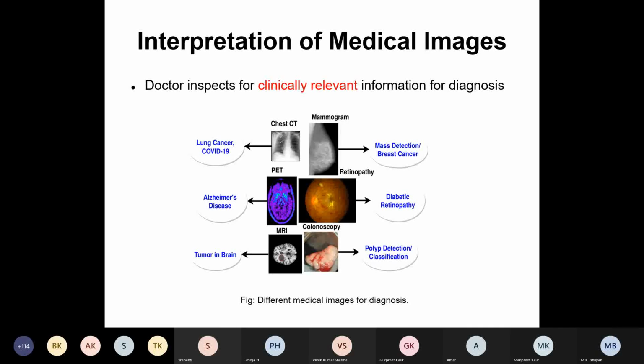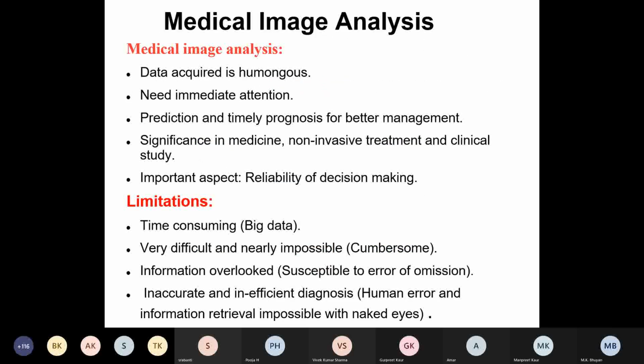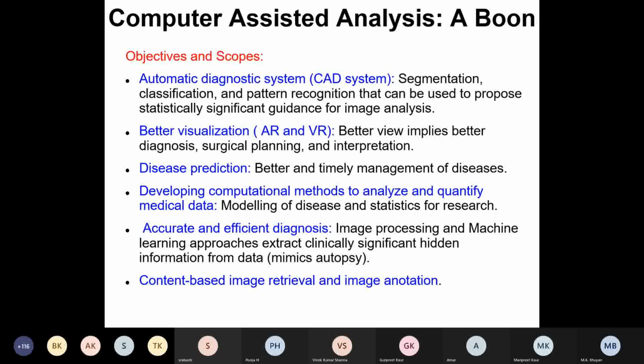So what is the importance of medical image analysis? I have explained that, so I am not going to explain this one. For this, we can design a computer-aided diagnosis system, an automatic diagnostic system. And for better visualization, we can consider AR and VR.